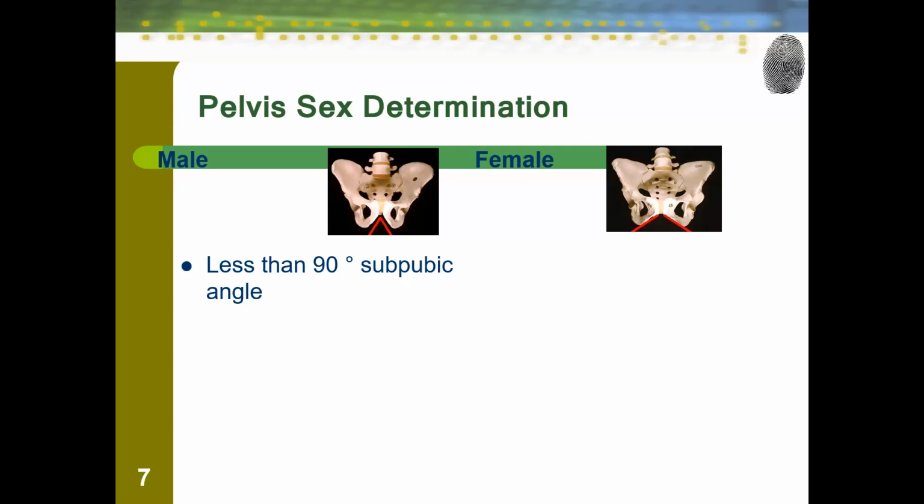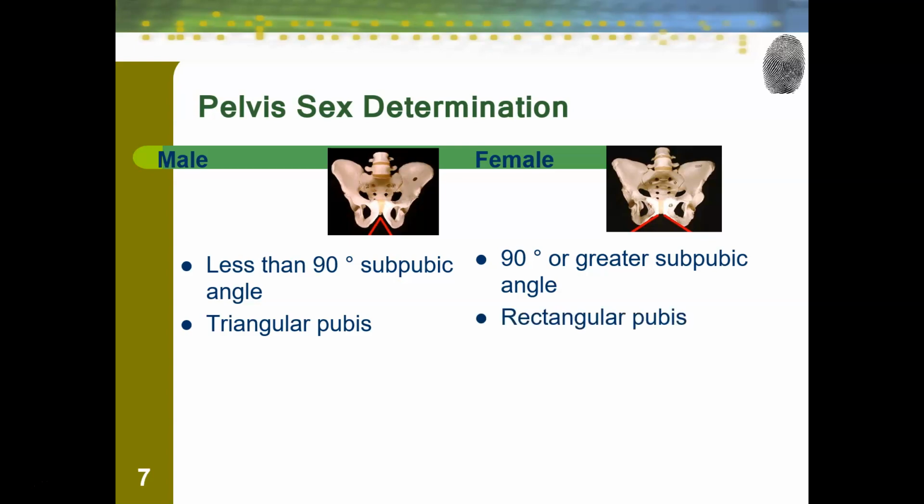So males will have a less than 90-degree subpubic angle, and you can see that occurring right here. It's a pretty narrow angle compared to females that are going to have a 90-degree or greater subpubic angle, and as you can see, it's right there. Now, this is because baby is going to have to pass under the subpubic angle when giving birth naturally, so we need a wider opening there. Additionally, males tend to have a triangular pubis, while females have a rectangular pubis, making their pelvis more stable, because essentially baby sits in pelvis for the time it is inside mother.